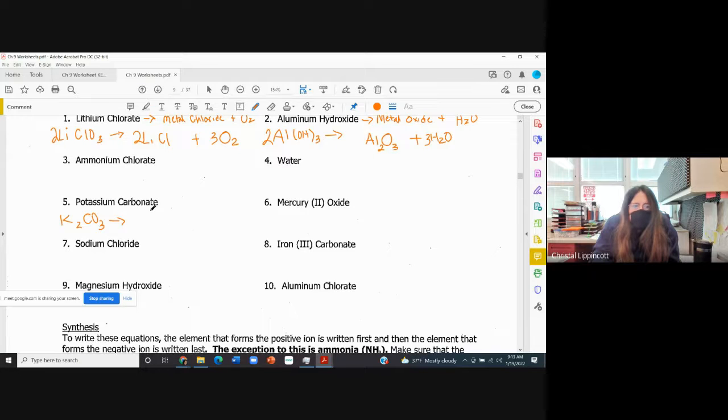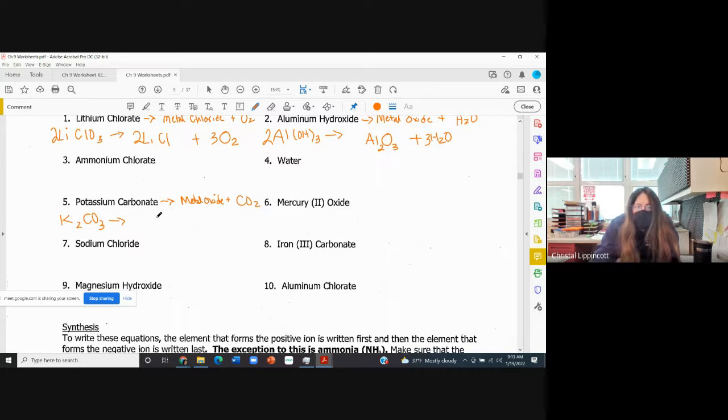All right. What does it tell me? Which reaction is this? A through F, which reaction? D. It tells me that I'm going to make a metal oxide, and I'm also going to make CO2.